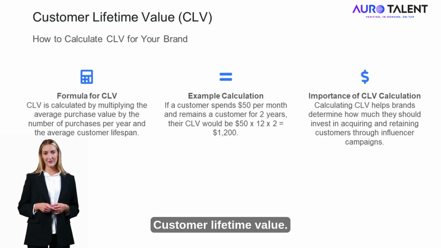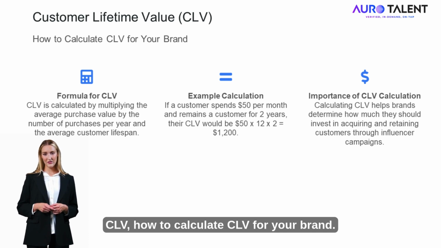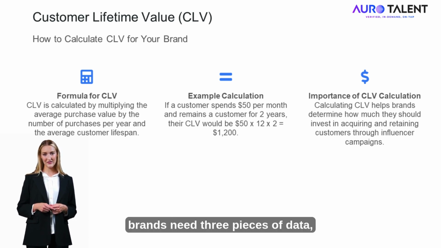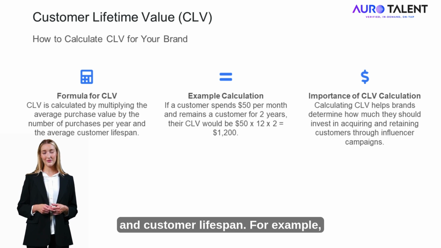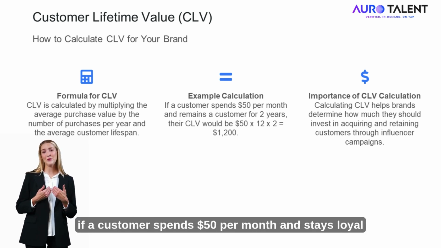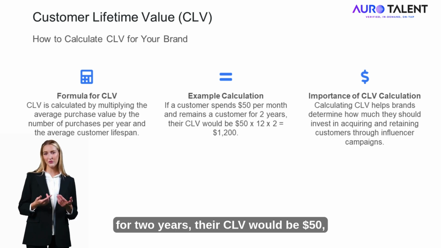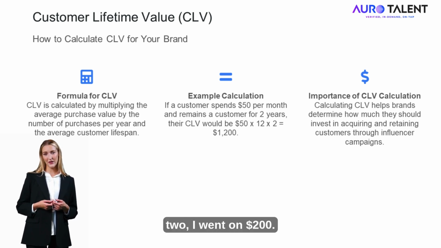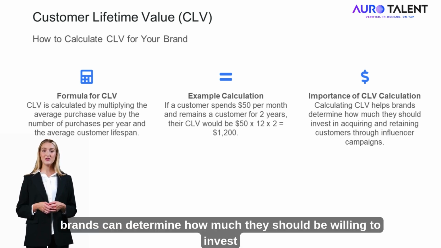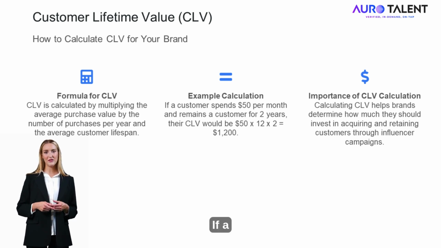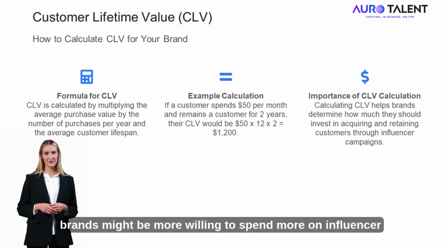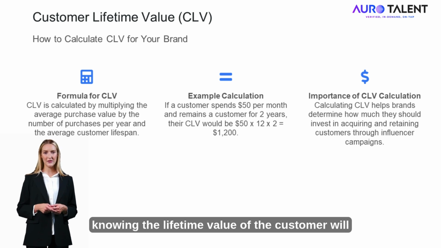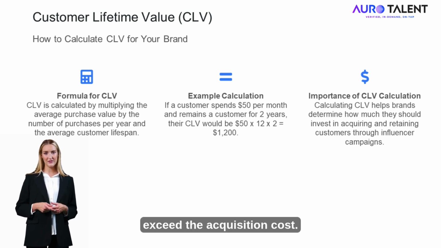Customer lifetime value, CLV. How to calculate CLV for your brand. To calculate CLV, brands need three pieces of data: average purchase value, purchase frequency, and customer lifespan. For example, if a customer spends $50 per month and stays loyal for 2 years, their CLV would be $50 × 12 × 2, which is $1,200. By calculating CLV, brands can determine how much they should be willing to invest in acquiring customers through influencer campaigns. If a customer's CLV is high, brands might be more willing to spend more on influencer partnerships, knowing the lifetime value of the customer will exceed the acquisition cost.